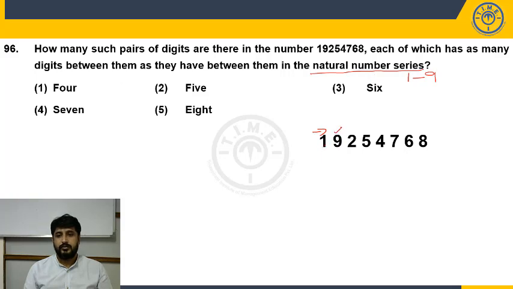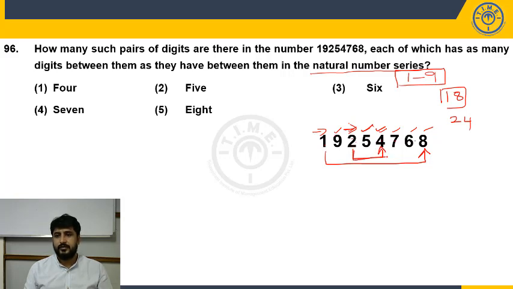1, 2, 3, 4, 5, 6, 7, 8. Yes, 1, 8 matching. According to the natural number series and according to this number, the number of gaps are same. Okay, 9. After 9, nothing, because 1 to 9 is our counting. Next, starting with 2. 2, 3, 4 is matching. 2, 4. 2, 3, 4, 5, 6. Yes, even 2, 6 are also matching. 2, 3, 4, 5, 6, 7.